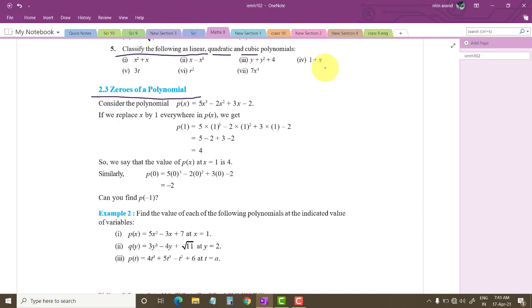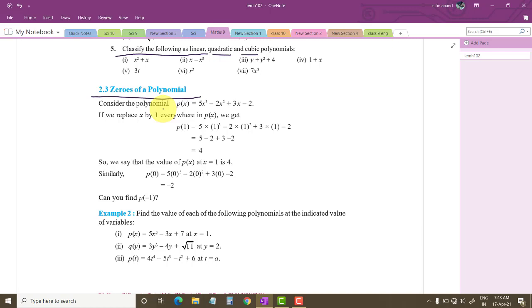Say, consider this polynomial p(x). We replace x by 1 everywhere, then p(x) is equal to 4. So we say that the value of p(x) at 1 is 4.